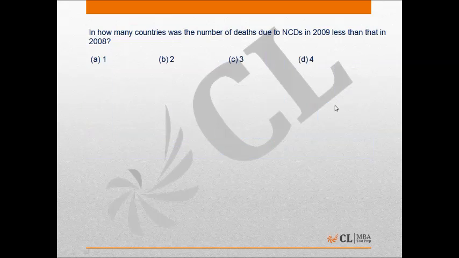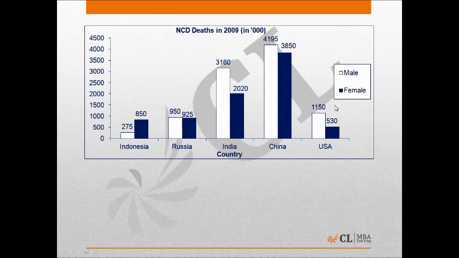So let's move to the first question. It is asking, in how many countries was the number of deaths due to NCDs in 2009 less than that in 2008? We'll solve this question not by computing figures for each of the given countries in 2 years unless it is required. However, it is not possible to do here as we have got charts on two different slides, so I'll use hard copy while explaining the same.